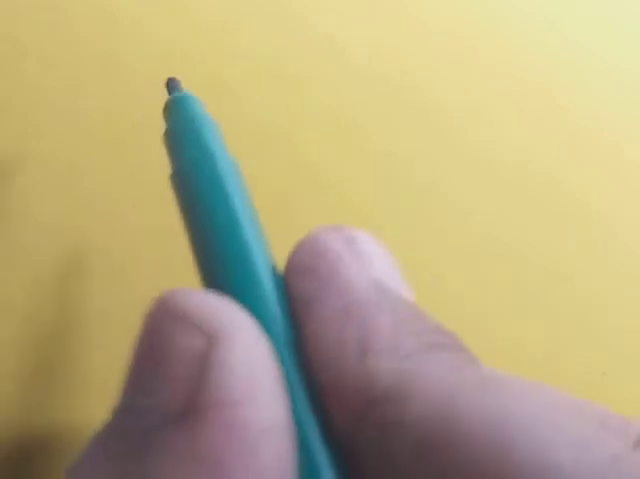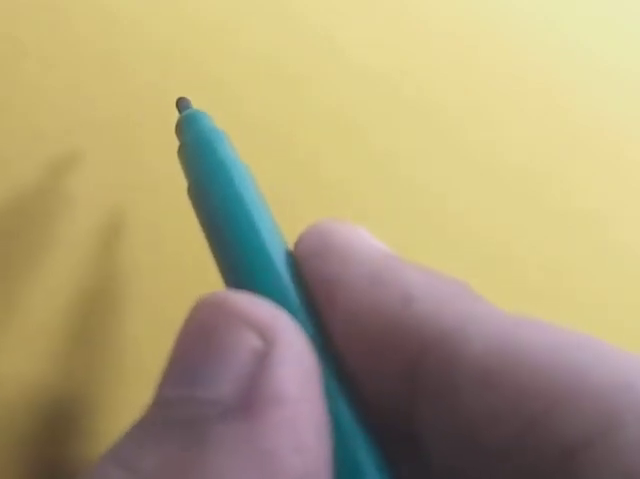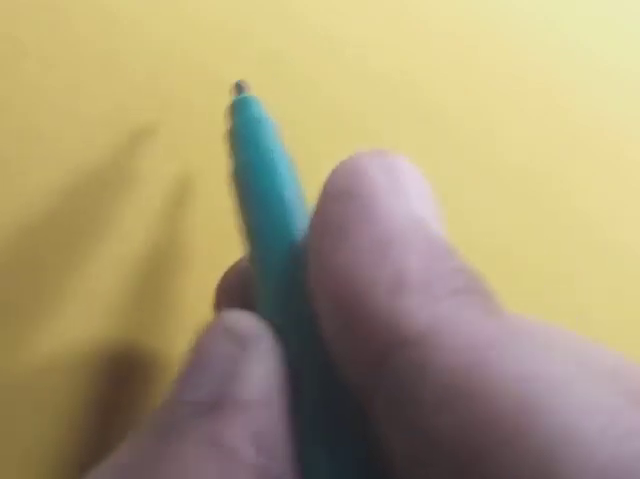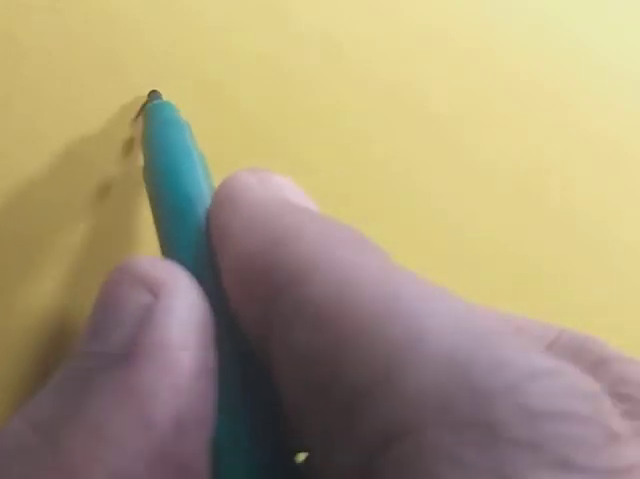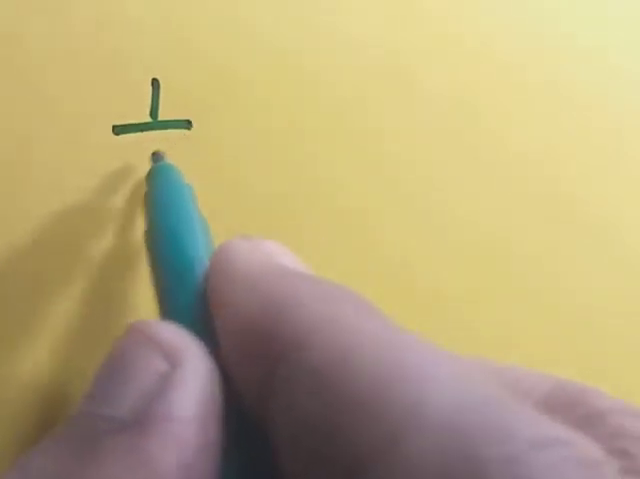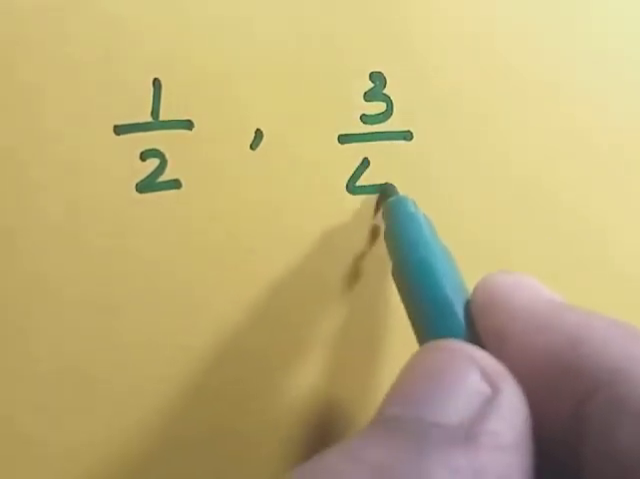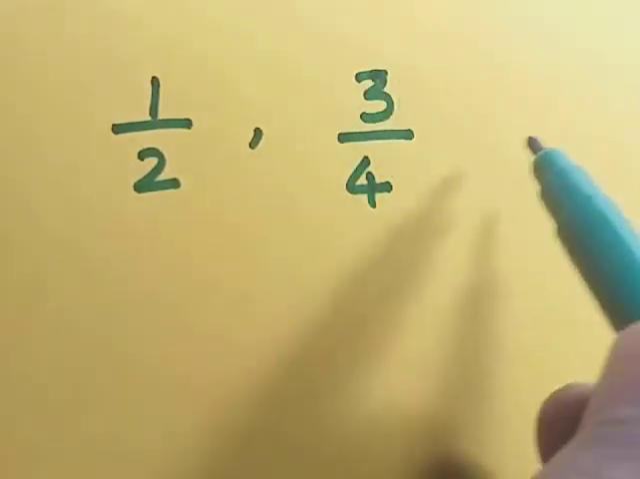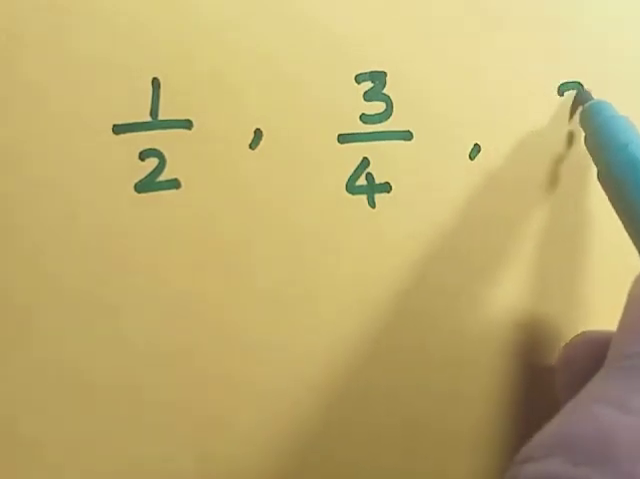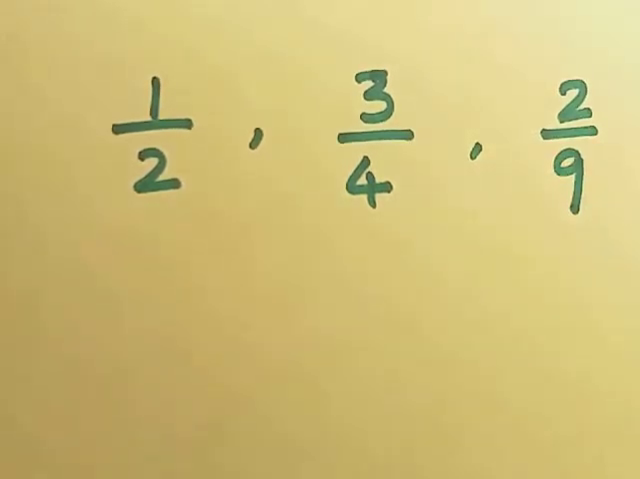Dear students, in this video we are discussing the concept of fractions and decimals. 1 by 2, 3 by 4, 2 by 9 are some examples of fractions.